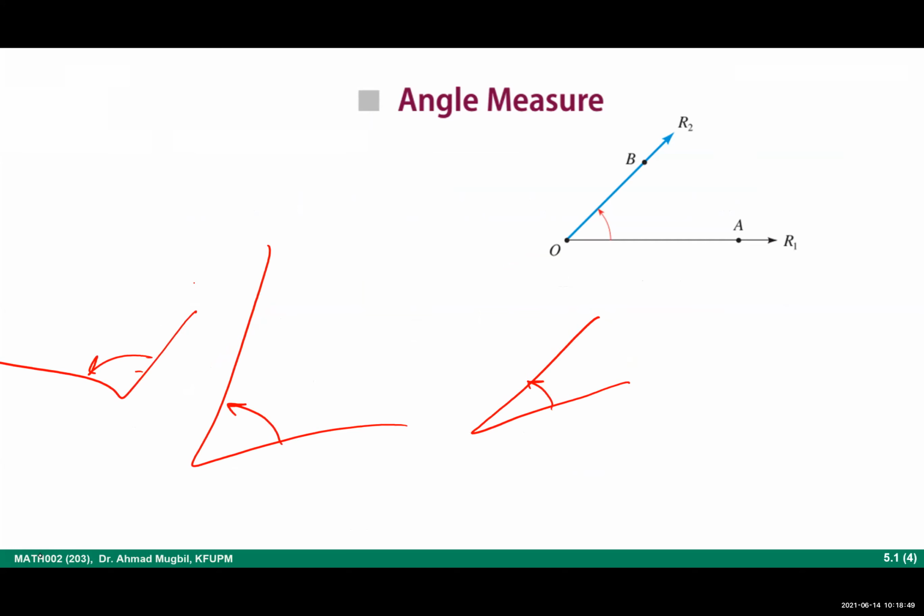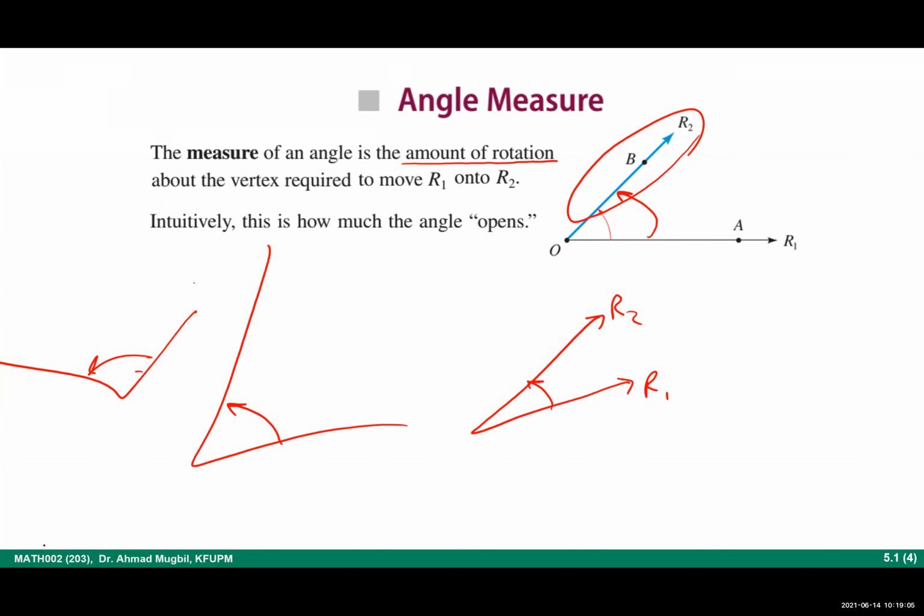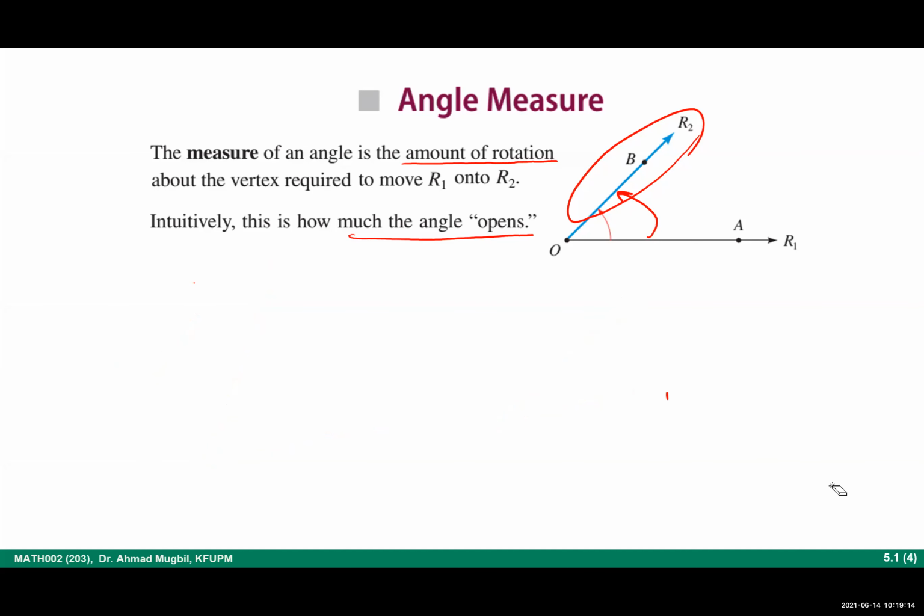The measure of the angle, ya shabab, is the amount of rotation of the terminal side. How far R2 is from R1? You can think about it like how much the angle opens. Is it open widely or not? The question is how to measure this amount. Okay, there are mainly two types of measures for angles.